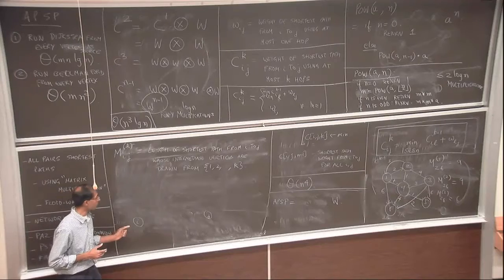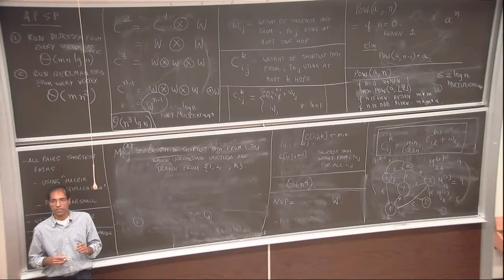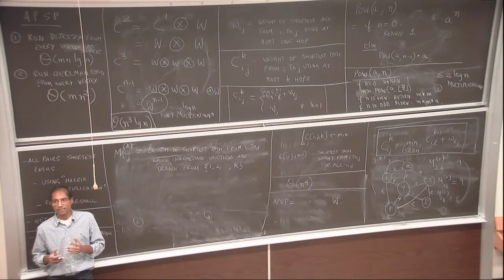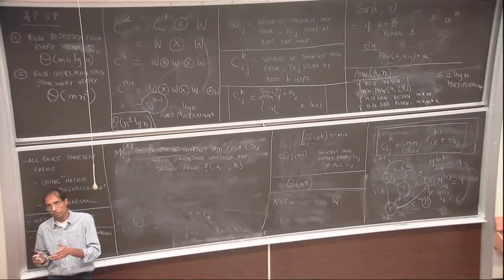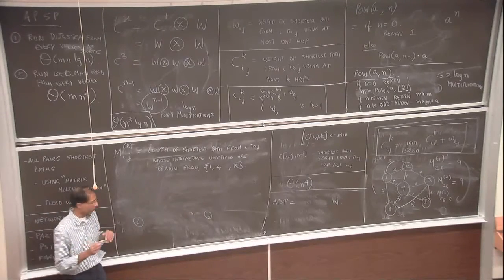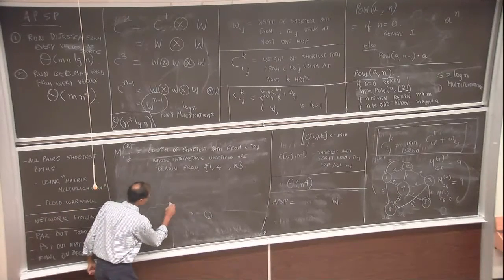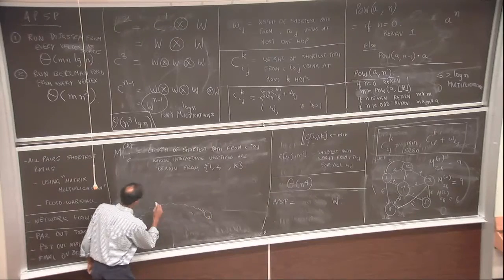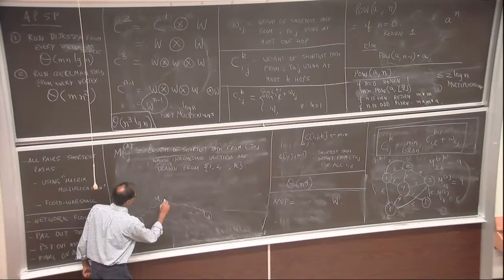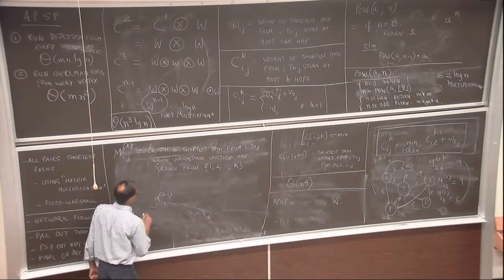Then what is the shortest path from i to j using vertices from 1 through k? It's exactly the same as the shortest path going from i to j using vertices only 1 through k minus 1. So that's one choice. So one choice for i to j is using M_ij^(k minus 1).